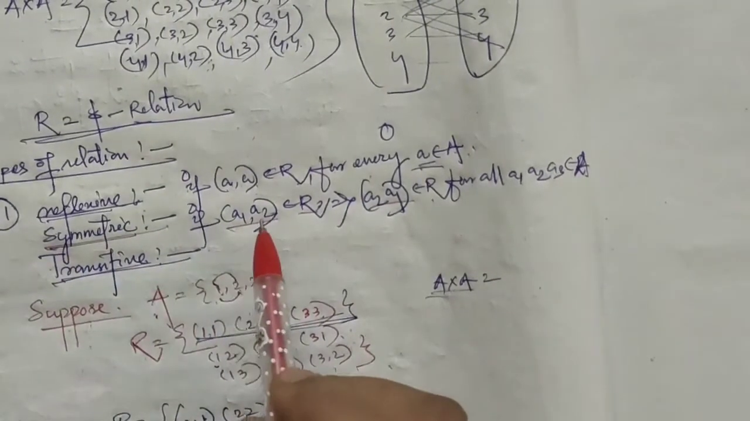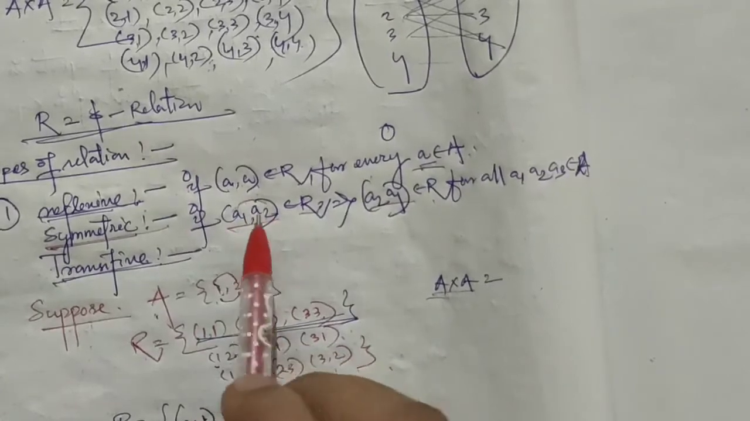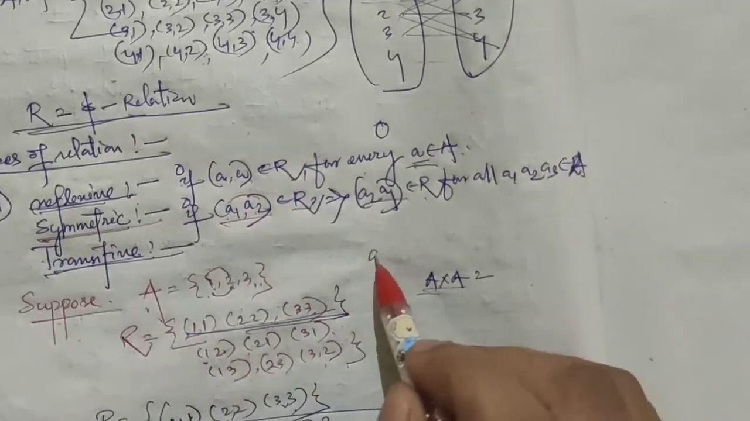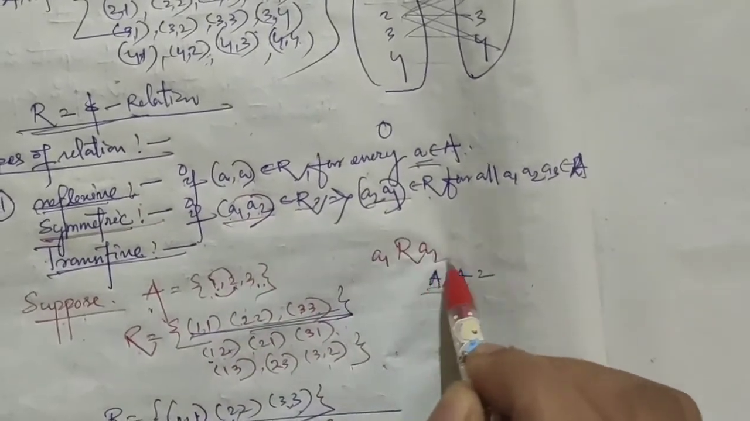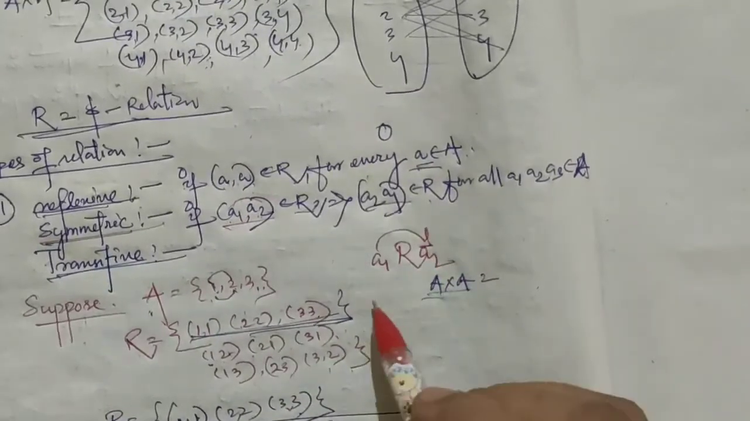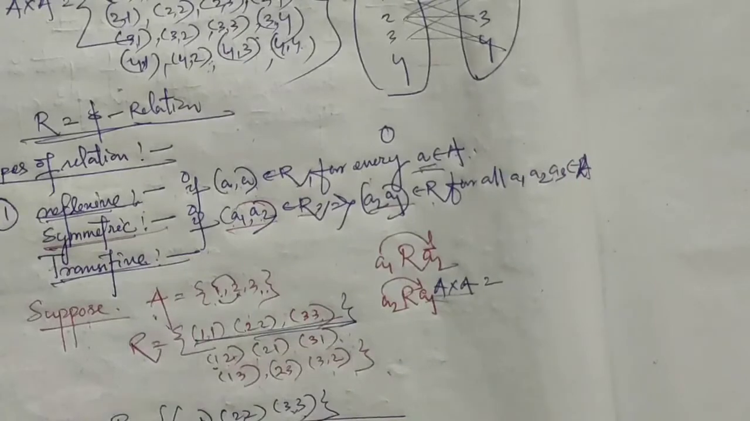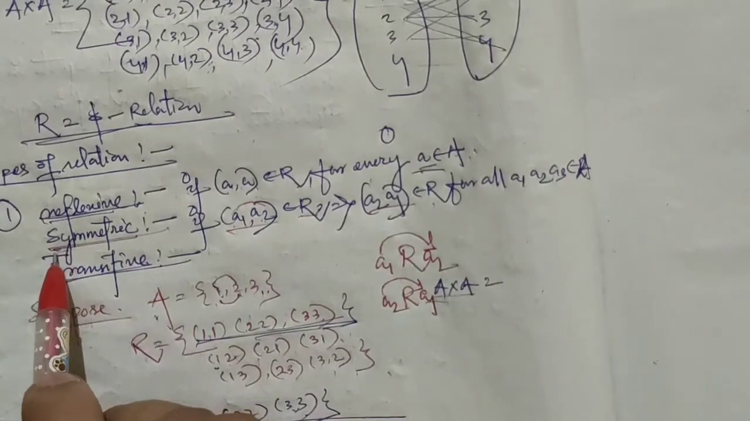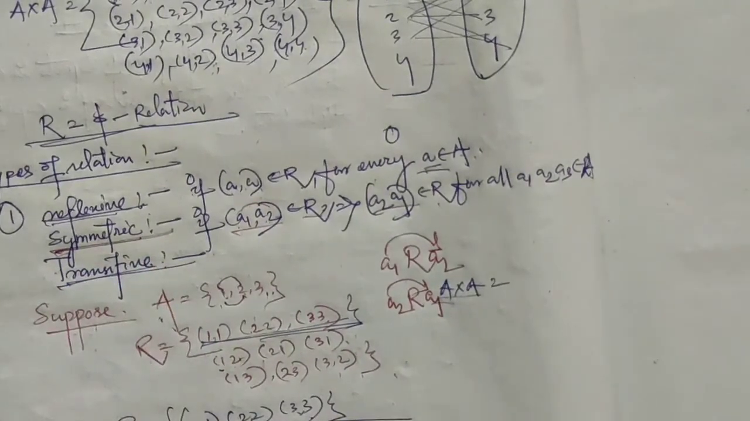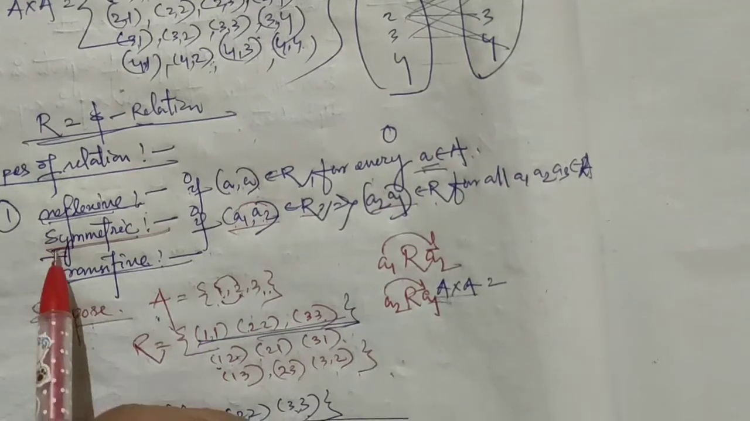If the A1, A2 relationship is given from one side, meaning A1 to A2, A1 is related with A2. This is this side relationship. But A2 to A1 should also be there. Then only we will say that this kind of relationship is called symmetric. Otherwise, we cannot say this is a symmetric relationship. If it is there, then only we will say that this is symmetric. If it is not there, then we cannot claim this is a symmetric relationship.